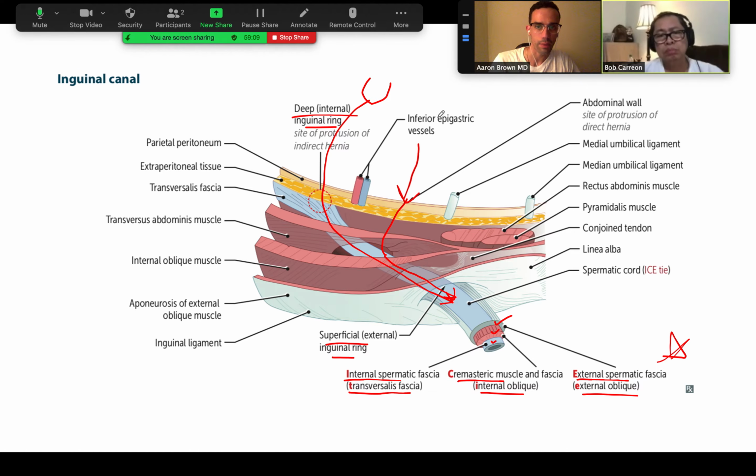What is the anatomical marker between direct and indirect? That's going to be the inferior epigastric vessels. Bob is nodding because this is a classic question, right? They always love to ask this.